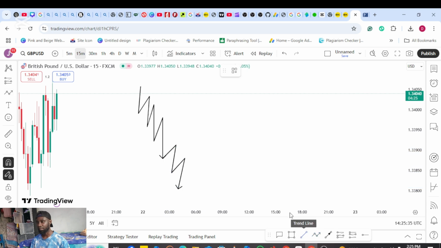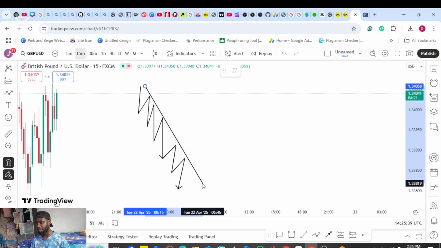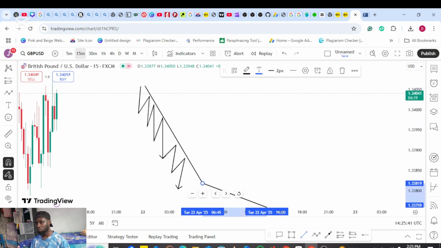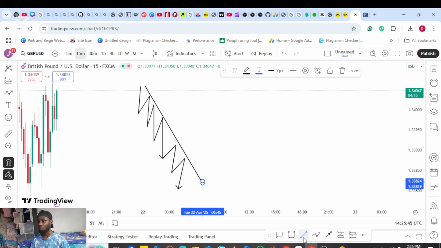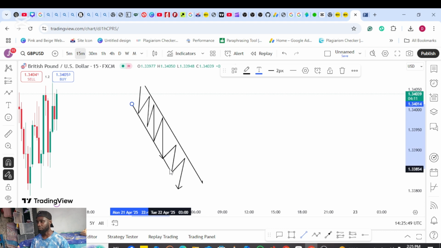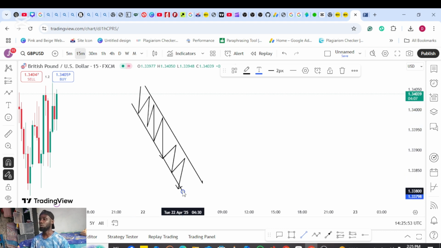You could see that it keeps on breaking lower lows without breaking the lower highs. It keeps on breaking the lower lows without breaking the lower highs. This is how a downtrend forms.